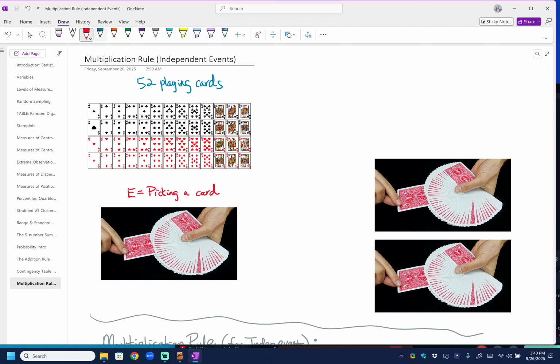Okay, from there, there are two different options. We'll start with our upper option. Let's say in this scenario we return the card to the deck. In the world of probability, we call that with replacement.